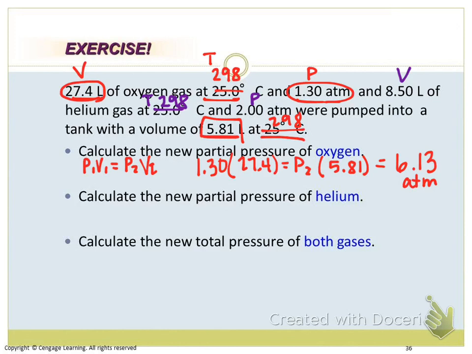If I'm looking at helium, it has an initial pressure of 2 atmospheres, an initial volume of 8.5 liters. Final pressure we don't know, and final volume we know is also 5.81. So with oxygen, our volume decreased, so our pressure increased, right? Is the same thing going to happen for helium? Yeah, we're going from 8.5 to 5.8, so we should still see an increase in pressure from the beginning to the end.